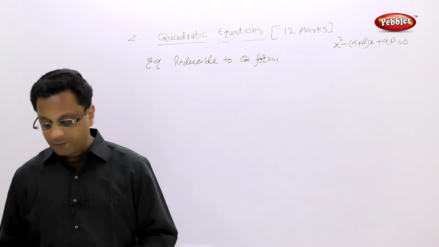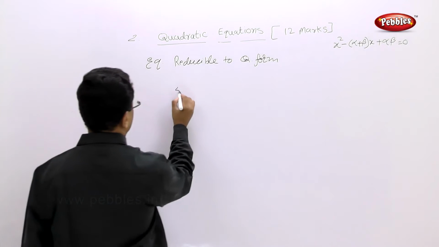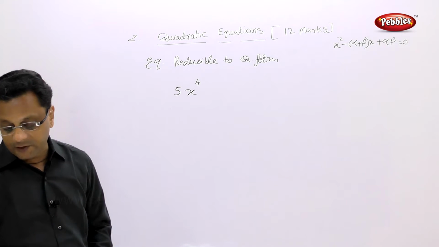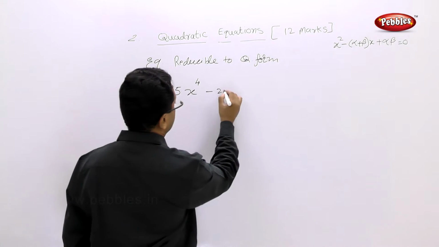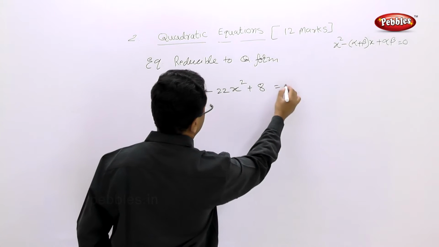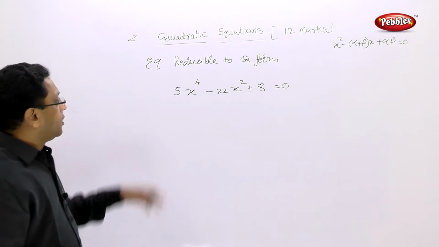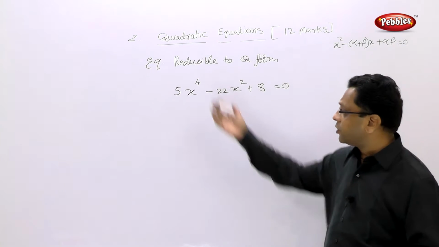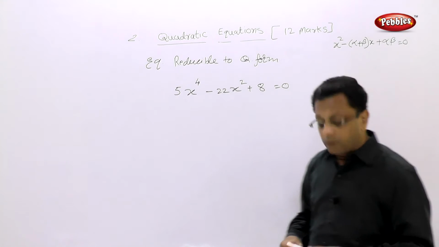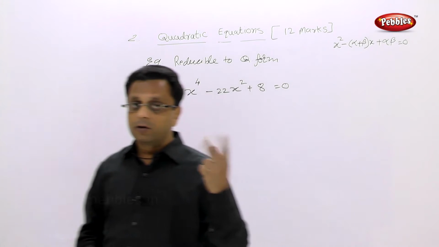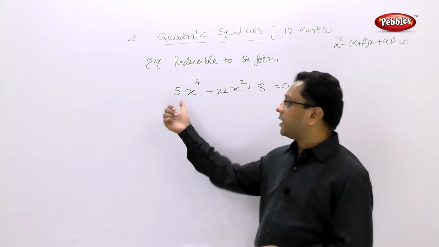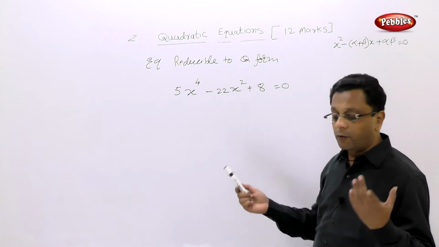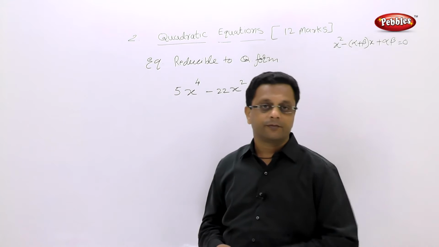Let us see the first example: 5x raised to 4 minus 22x square plus 8 is equal to 0. Here the degree is 4. So this is not a quadratic equation, right? Because the degree of this equation is 4, and for being a quadratic equation we need degree 2.